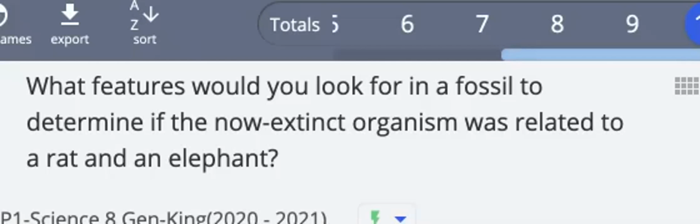What if you found a fossil of an extinct organism and you want to determine whether it is related to a rat and the elephant? So volunteers, what features would you look for to see if this extinct fossil that you found is related? Let me lower your hands real quick so I don't accidentally call on somebody. What do you think? Brandon? Probably 4 legs. Okay, good. Samya? I would look for like a similar bone structure.